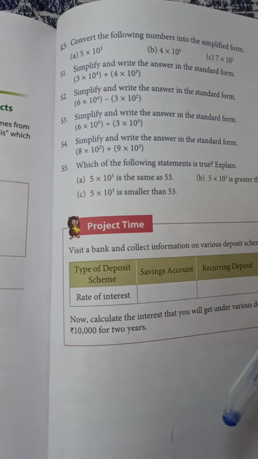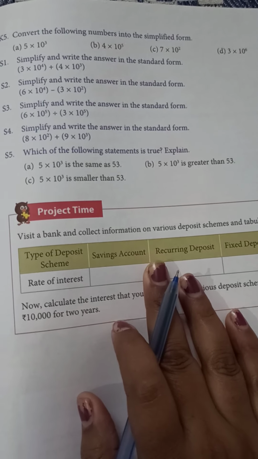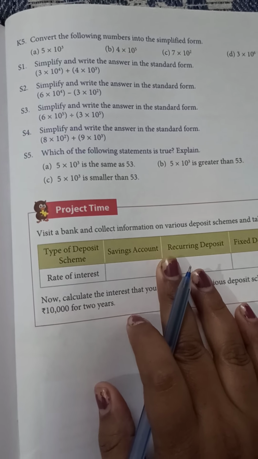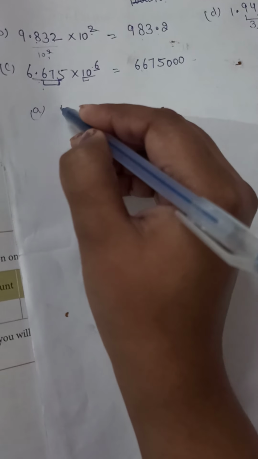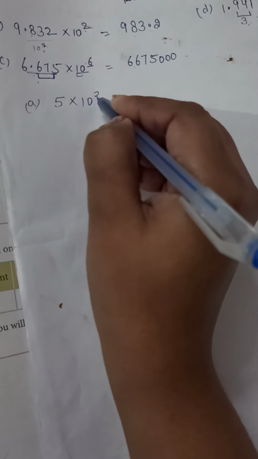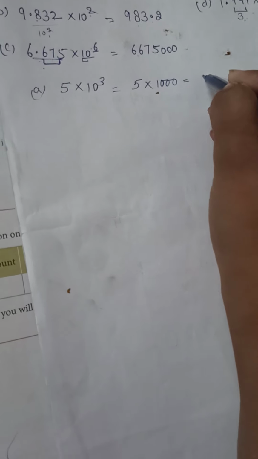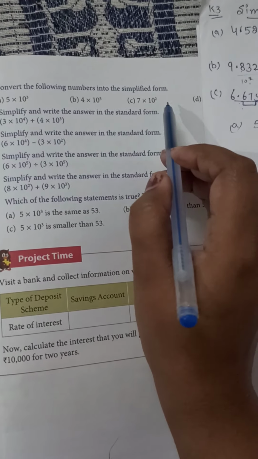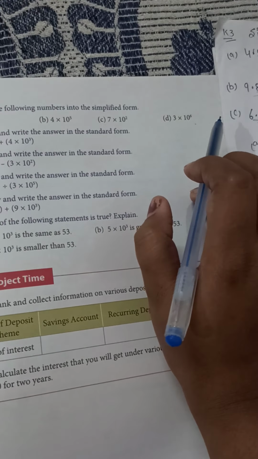Now the key 5, convert the following numbers into the simplified form. So this type of questions we have also done. Here it is simply mentioned that 5 multiplied with 10 to the power 3 means how many zeros are there? 5 multiplied with 1000, which is equals to 5000, right? Here 5 zeros are there means 4 lakh, 2 zeros 700, 6 zeros 30 lakh, right?